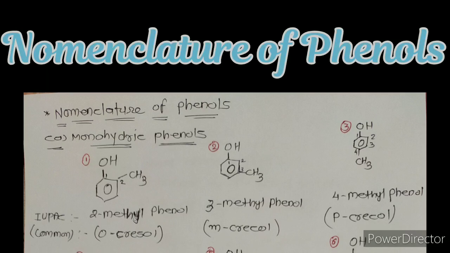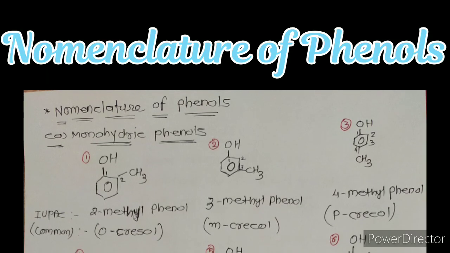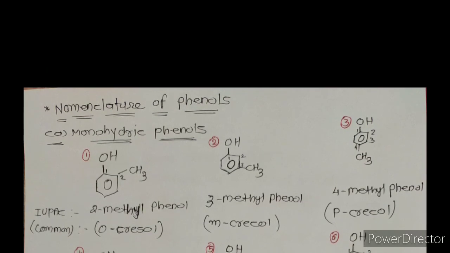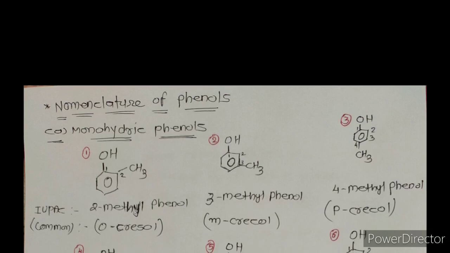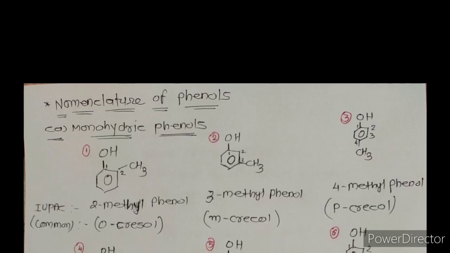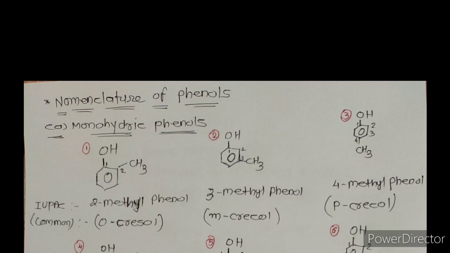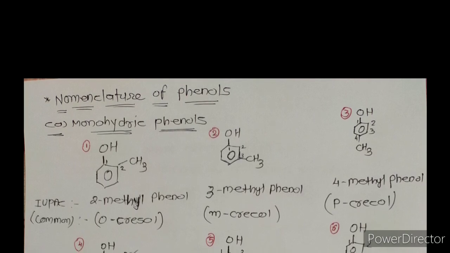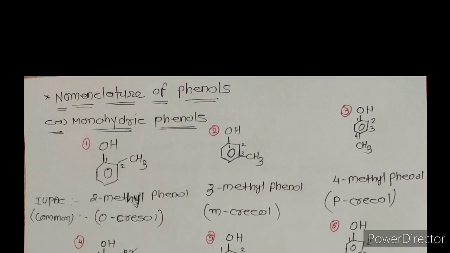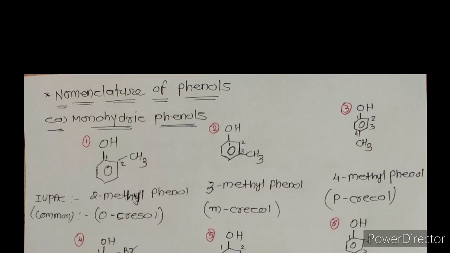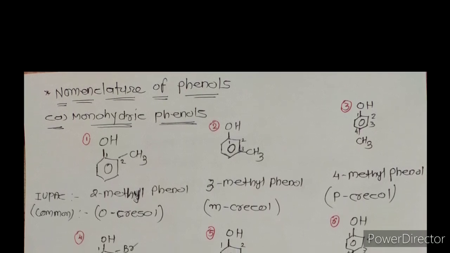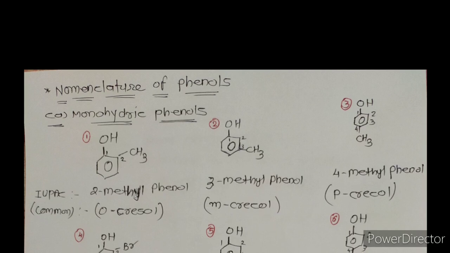Now, nomenclature of phenol. Monohydric phenol. First one: a benzene ring which contains OH and CH3. Here the priority of OH is higher than the alkyl group, hence OH gets the lower number. CH3 is present on the second carbon, hence the IUPAC name is 2-methylphenol.